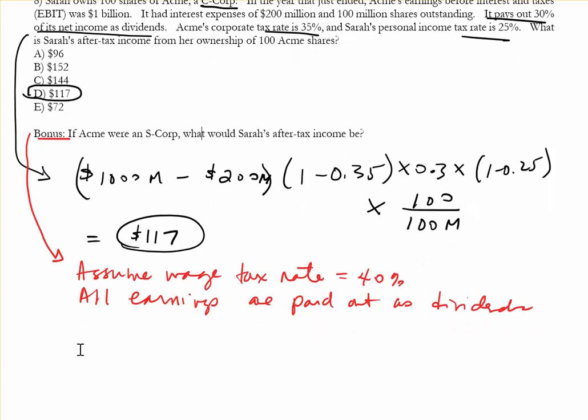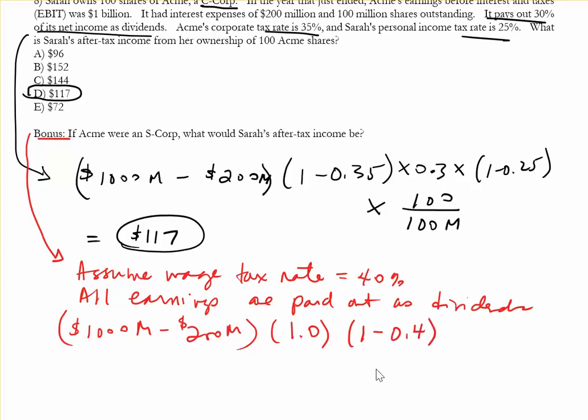All right, now let's go calculate the after-tax earnings under this scenario. The corporate earnings would still be $800 million. Now there would be no corporate tax rate, but all of it would be paid out as dividends, and then 40% of those earnings will be paid to the government in taxes, and then 60% will be left over.